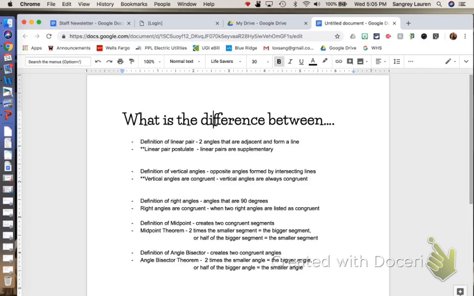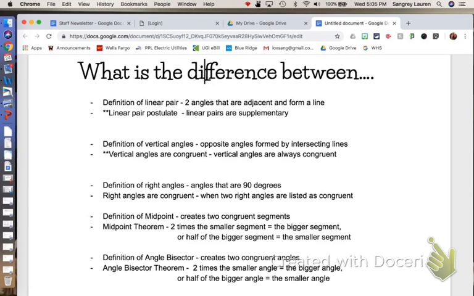There are a couple of these that have very small differences, but those differences are important. So I'm highlighting some of them here. So the difference between the definition of a linear pair and the linear pair postulate. The definition is just a visual way to understand that we're looking at a linear pair. So they are 2 angles that are next to each other and they form a line. That's the definition. I can look at this and say this is a linear pair.